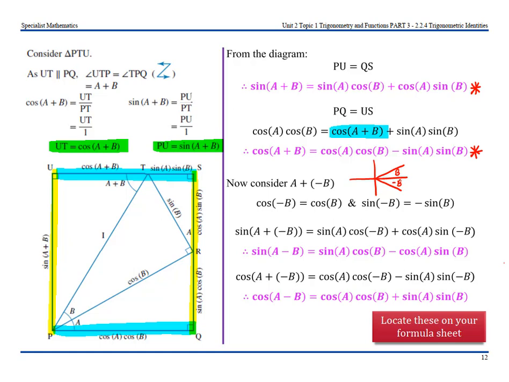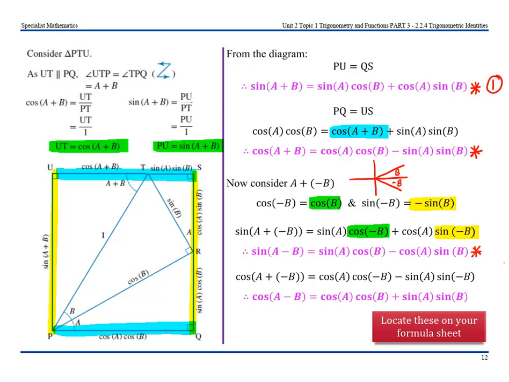So now I can replace, in our equation 1 up the top, the B with negative B. So sine of A plus negative B is going to be sine A cos of negative B plus cos A sine of negative B. A plus negative B is A minus B. So now we're looking at sine of A minus B. And we just are going to replace cos of negative B with cos B and sine of negative B with minus sine B. And we get our next identity.